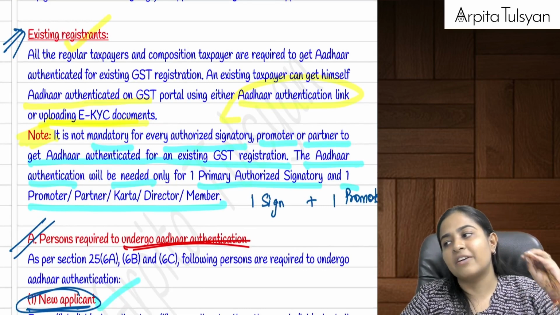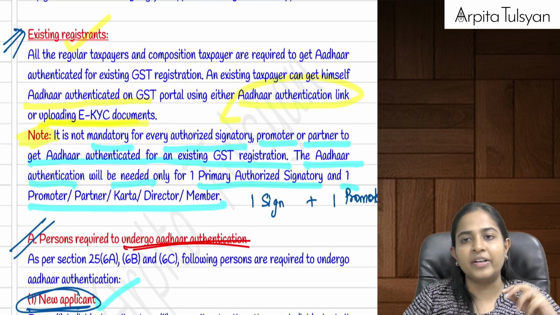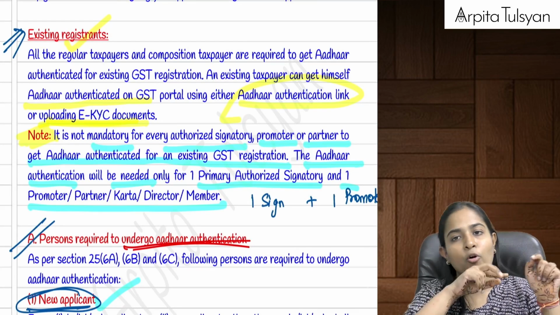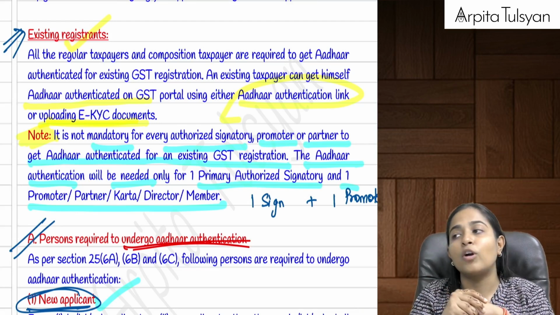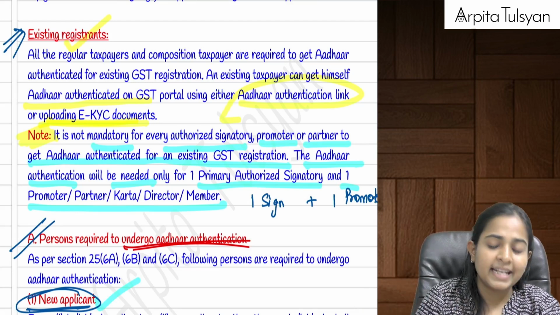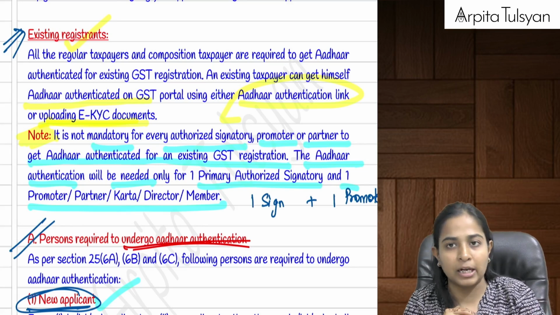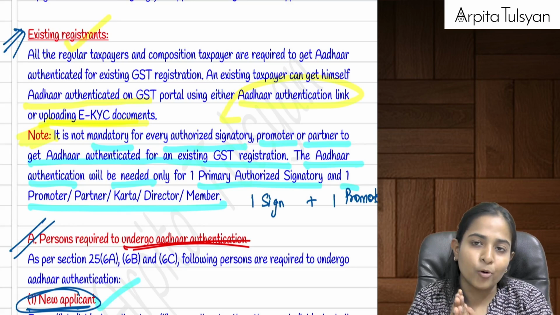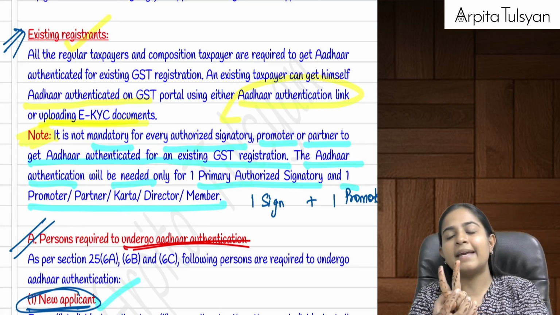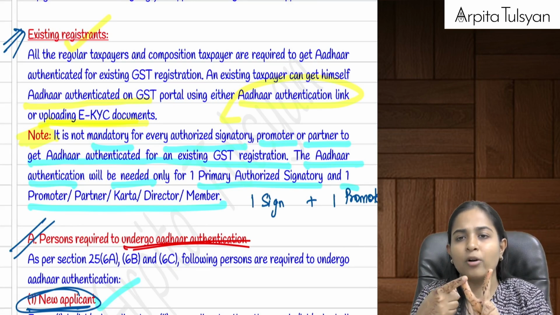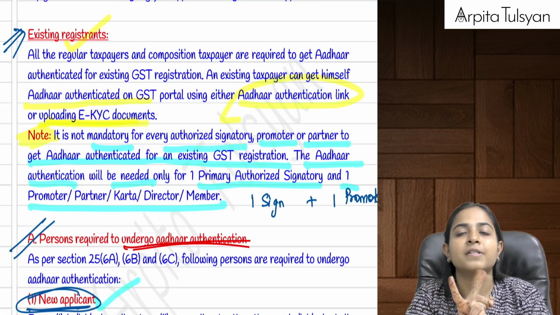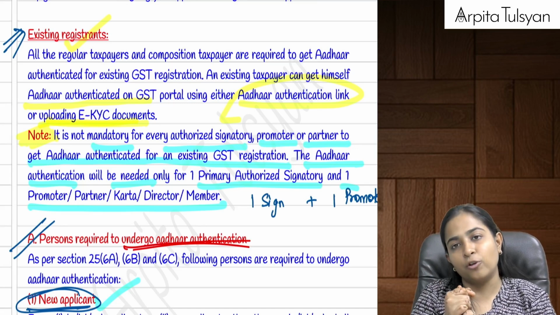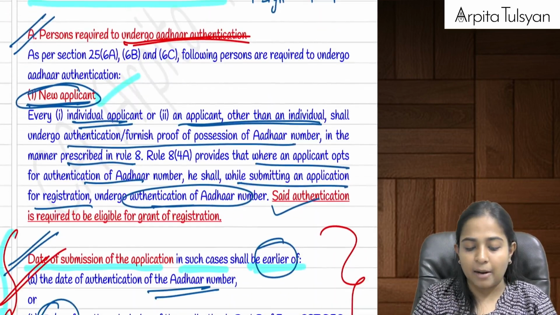Now let's say if someone was registered maybe in the year 2017, 18, etc., when Aadhaar authentication was not mandatory. Now those people are already continuing under GST. So what about their Aadhaar authentication? They say that even those people are required to do their Aadhaar authentication either by using the Aadhaar authentication link or by uploading the eKYC document, same way, of two persons, one from the owner or from the management, and one person is the primary authorized signatory. These two persons will have to do their Aadhaar authentication compulsorily.